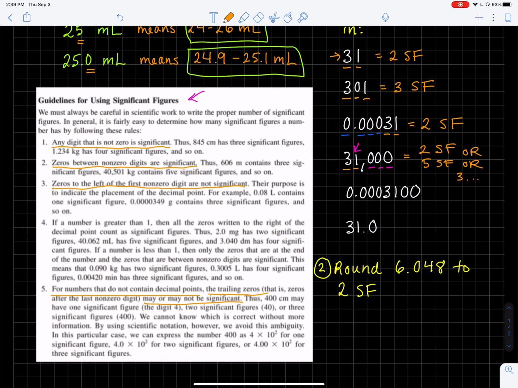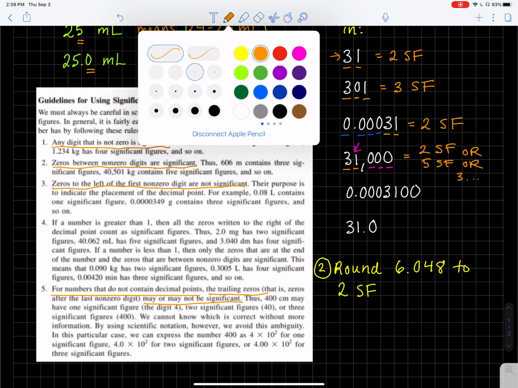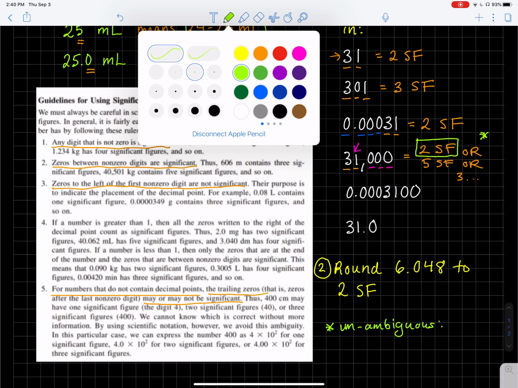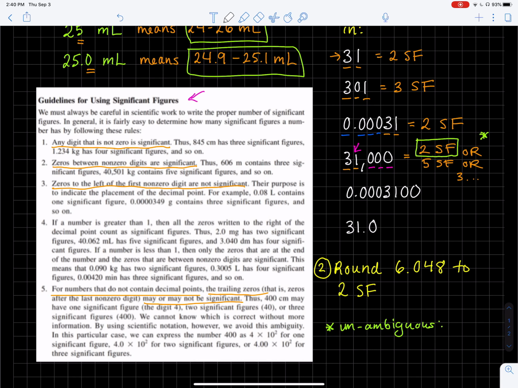So I would advise you in this class to assume, unless told otherwise, that it's the lowest number of sig figs. And I'm going to make a little asterisk here because I don't have space here and say there's a way to avoid this ambiguity, and that is as follows. So here's an unambiguous way to write this, which would be in scientific notation.